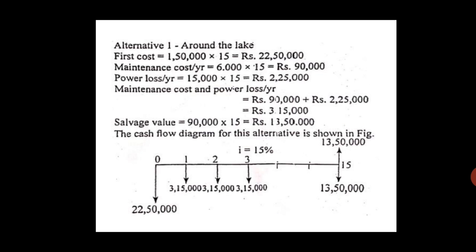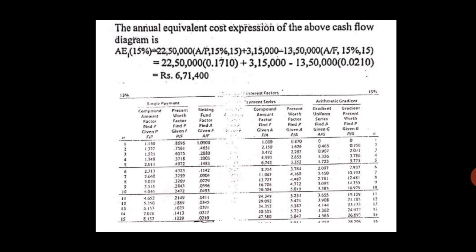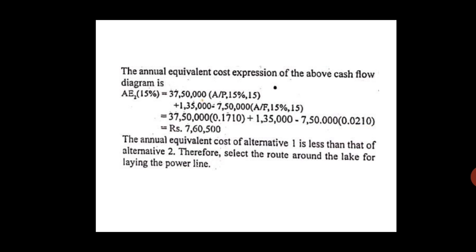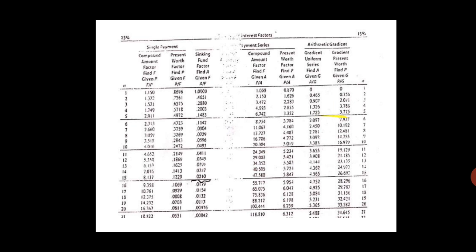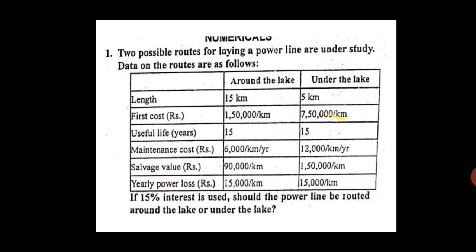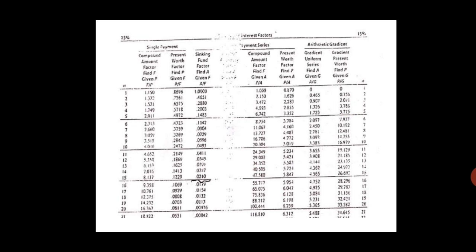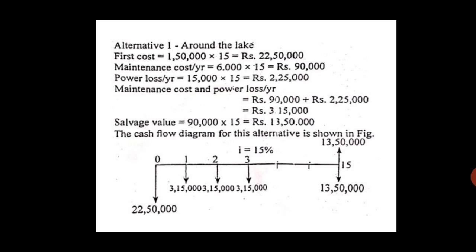Now let us see how we are going to solve this problem. First we will solve it by the equivalent annual worth method. Okay. Now this is the interest chart for 15%. Here the interest given to us is 15%. So I have taken a photo of this 15% chart here. Okay. Now you can see 15% and 15 years, N is equal to 15 years. So I have put one underline, 0.0210. Okay. Now we will see what this is.